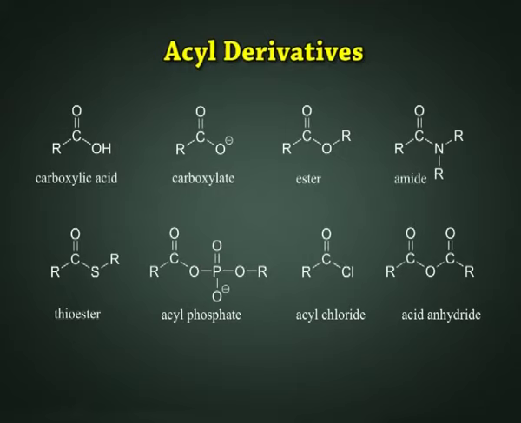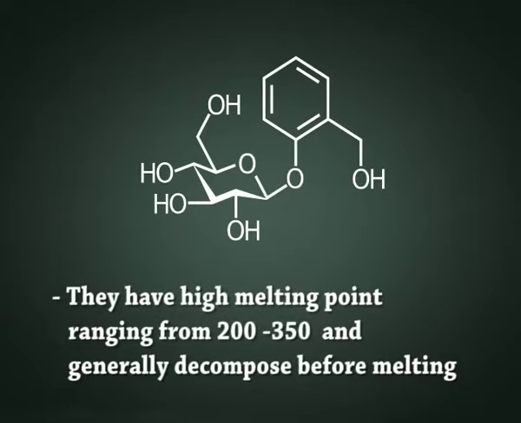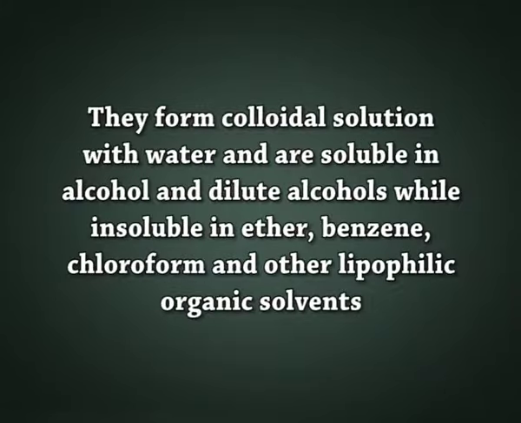The unsaturated acyl derivatives normally show smaller optical rotation values than their corresponding saturated saponins. They have high melting points ranging from around 200 to 350 degrees and generally decompose before melting. They form colloidal solutions with water and they are soluble in alcohol too, even dilute alcohol, while insoluble in all the organic non-polar solvents such as ether, benzene, chloroform and lipophilic organic solvents.